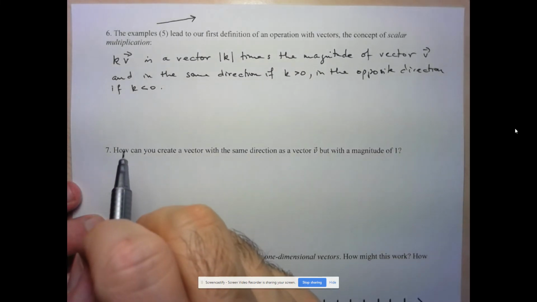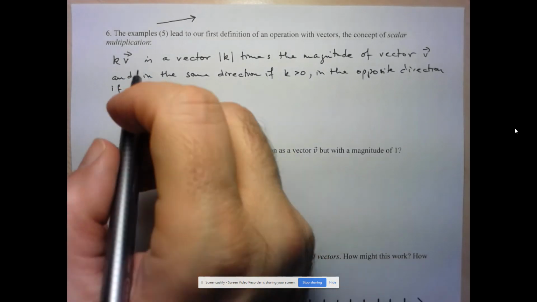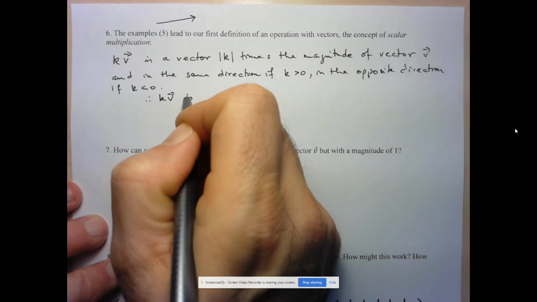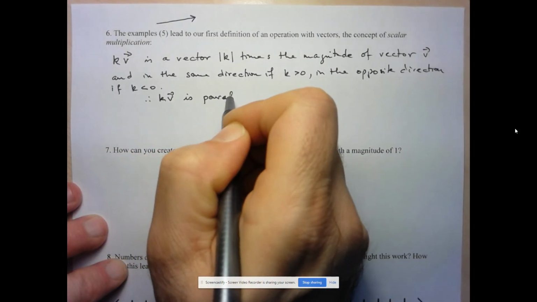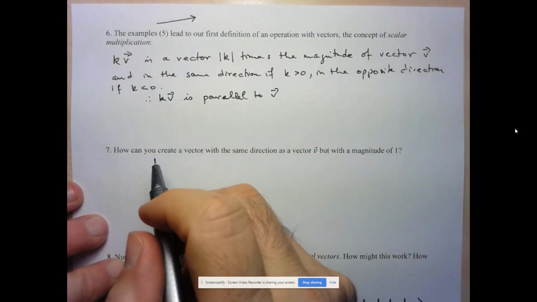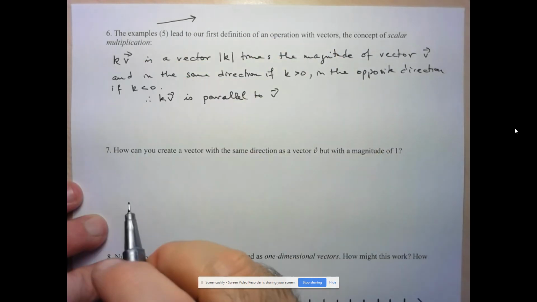So how did we describe vectors that were in the same or opposite direction? Well, we called them parallel. So therefore, we can say kv is parallel to the original vector v. You're always staying in the same or opposite direction, so along the same line.